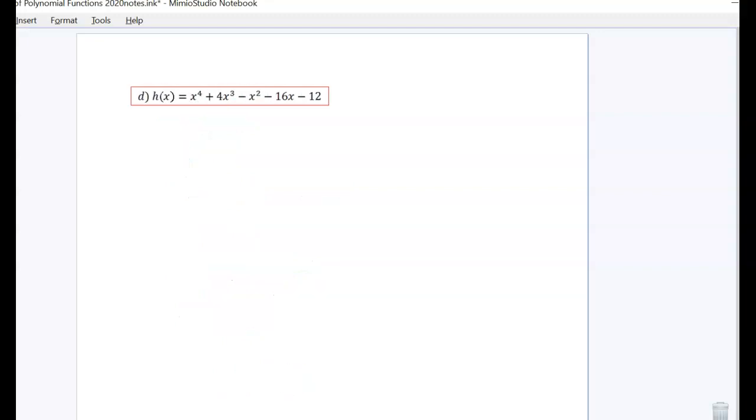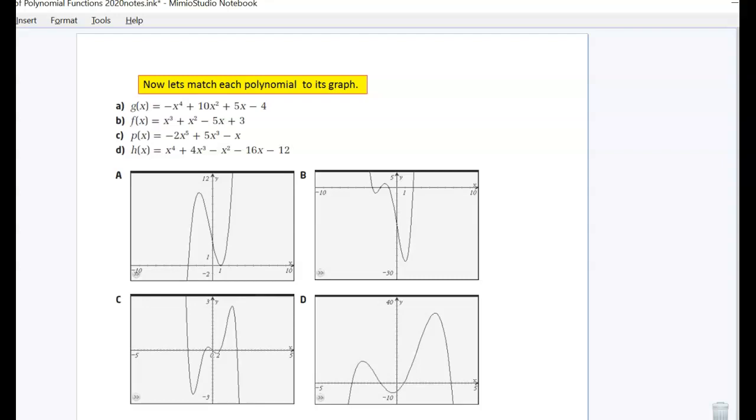Okay, I'm going to leave you to try these other ones here on your own. So C and D are going to be part of your assignment. Now we want to match these 4 equations to their graphs, and we can tell by looking at the degree and the leading coefficient for the most part.